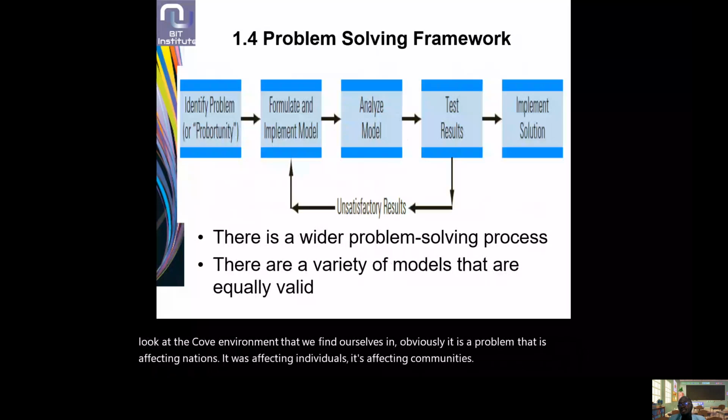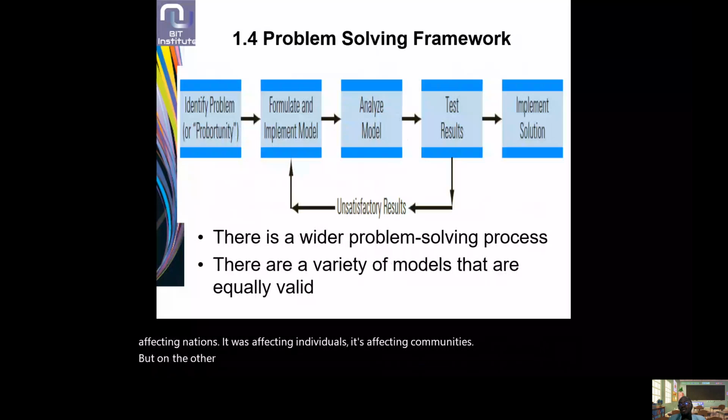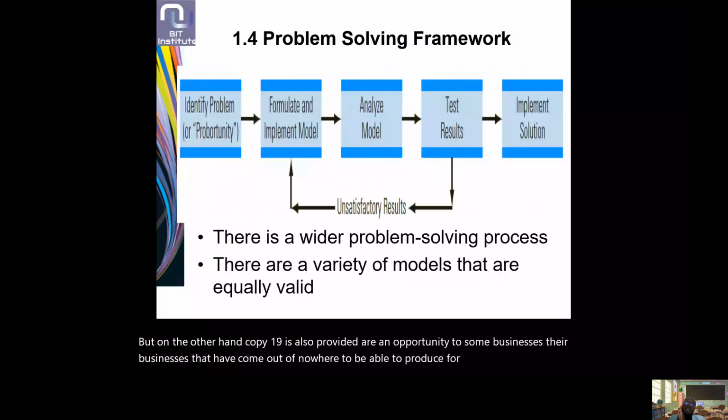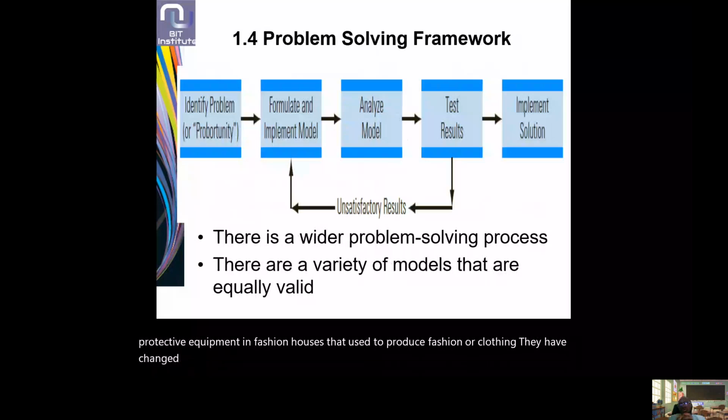But on the other hand, COVID-19 has also provided an opportunity to some businesses. There are businesses that have come out of nowhere to be able to produce, for example, personal protective equipment. There are even fashion houses that used to produce fashion or clothing. They have changed their production process to produce PPE equipment. So the problem has become an opportunity to them.